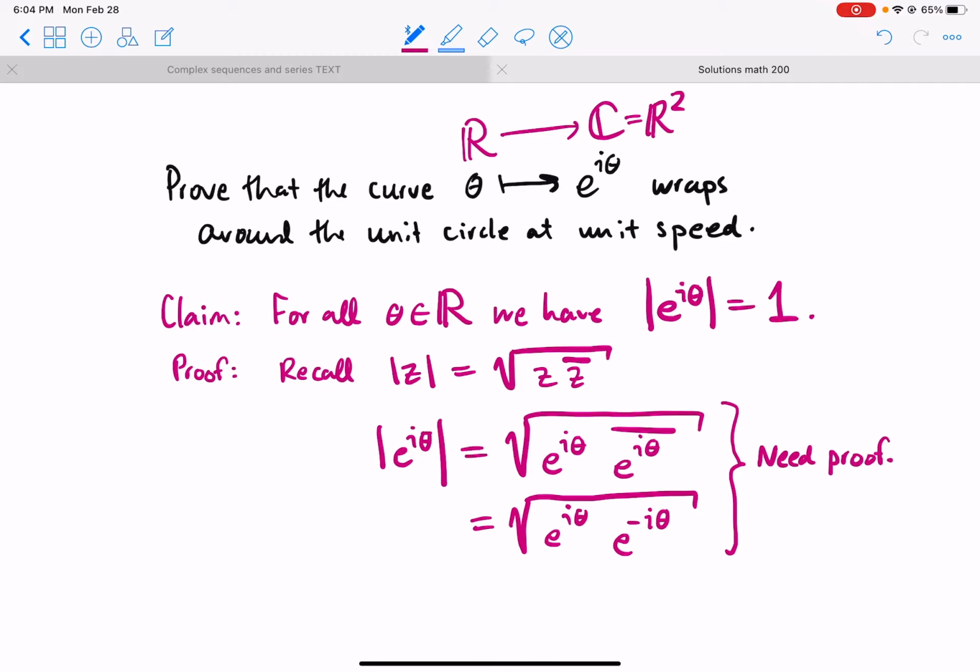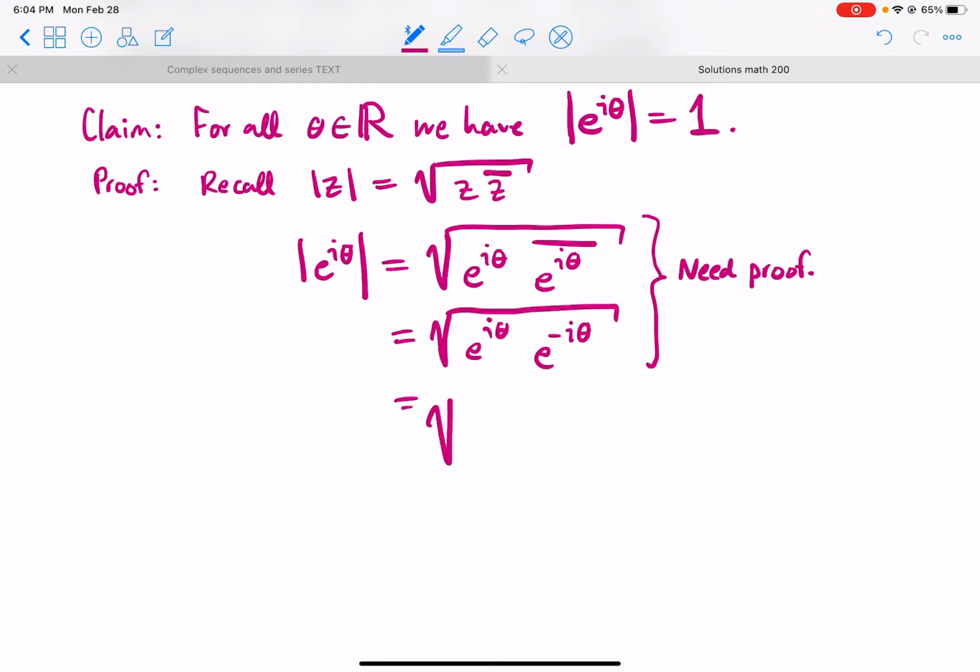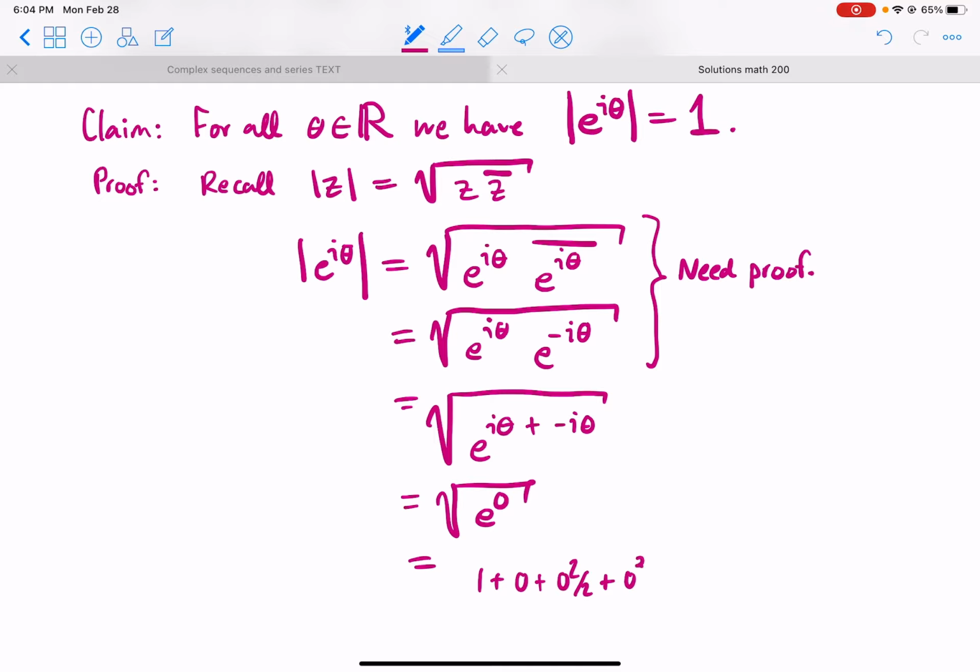Proof. But then once we do, we're going to see that the reason we write this ridiculous notation that hides all this complexity is because there are exponent rules, where we can add the exponents. I theta plus minus i theta is in fact 0. And e to the 0 is actually 1 because it's 1 plus 0 plus 0 squared over 2 plus 0 to the third over 3 factorial plus and so on. And the limit of the sequence of partial sums is in fact 1.